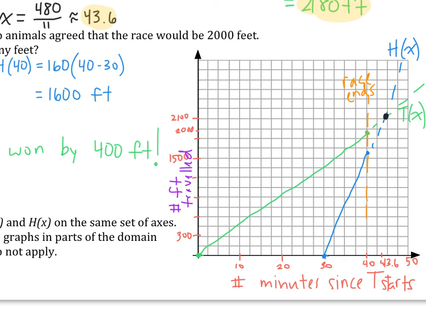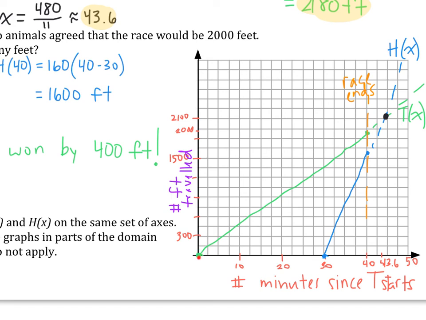Here's what my graph looks like. Make note that I labeled my axes, the number of minutes since the tortoise starts, and the number of feet traveled for my y-axis. I scaled my axes accordingly so I can use up a good portion of my grid. All right, and same with my y's. I went up every other by 300, okay? And then we go ahead and we include the key pieces.